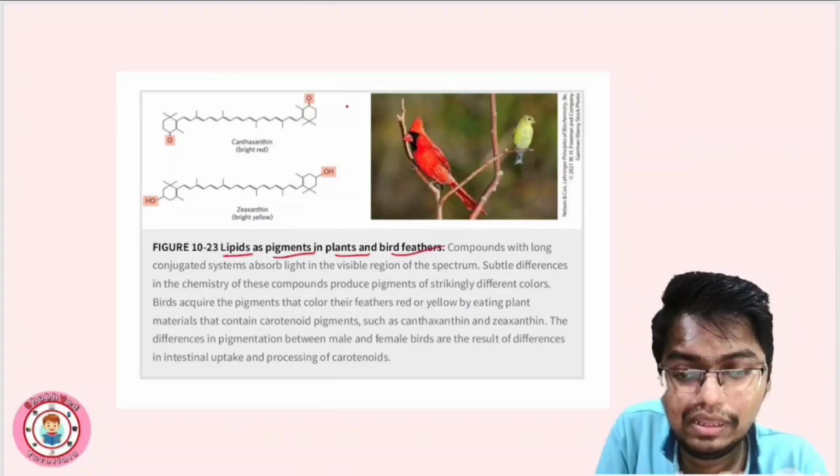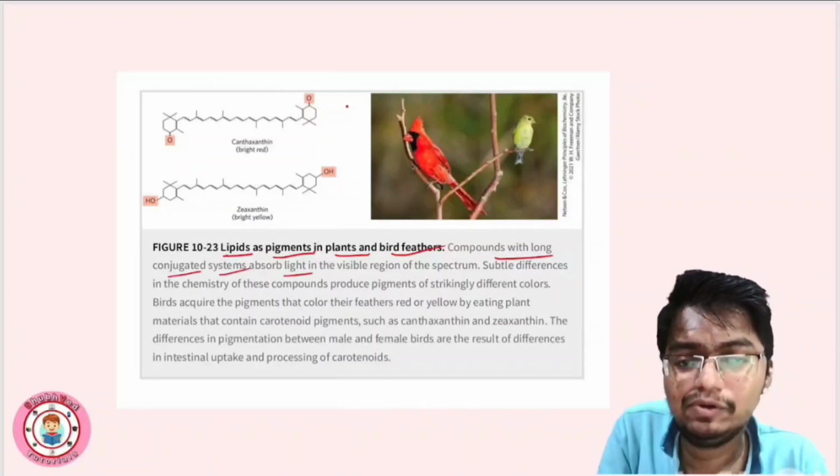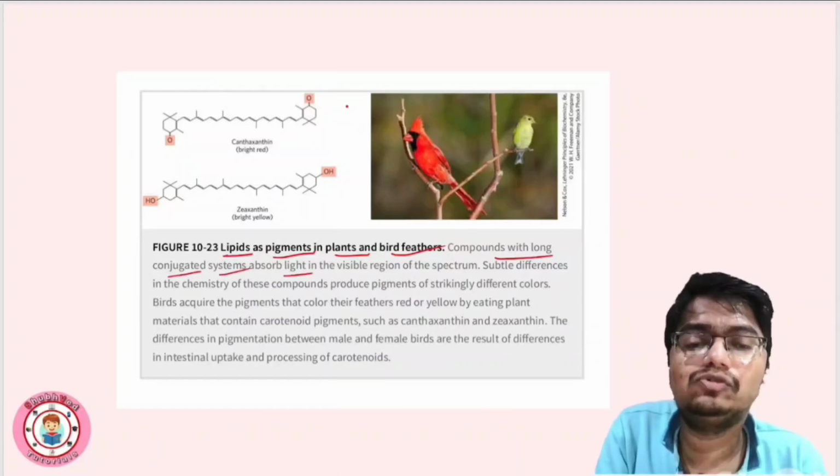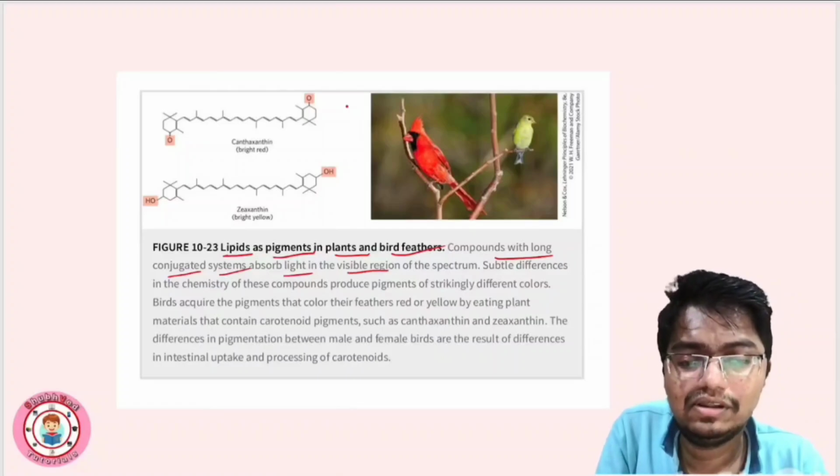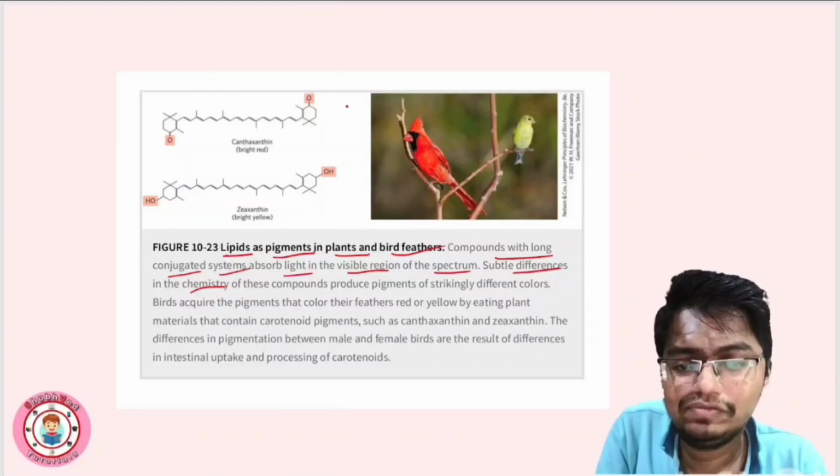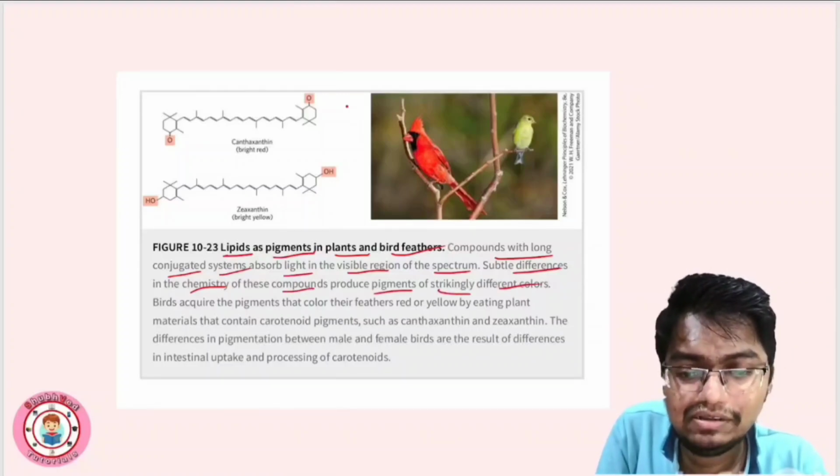Next, lipids as pigments in plants and bird feathers. Compounds with a long conjugated system absorb light. So how is color produced? Color is produced by absorption of light in the visible region of the spectrum. Now there are differences in the chemistry of these compounds, which produce pigments of strikingly different colors.